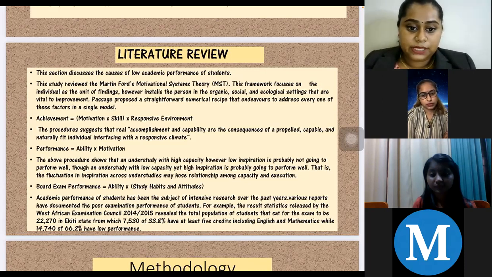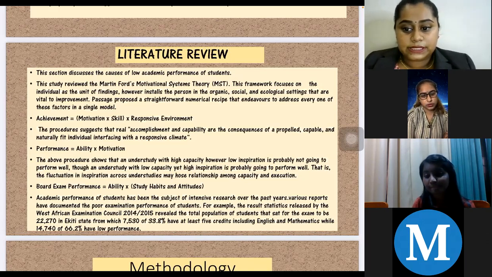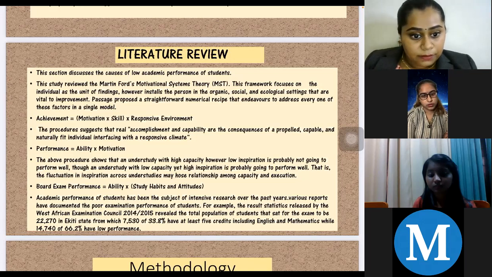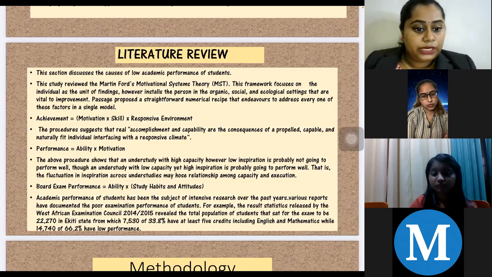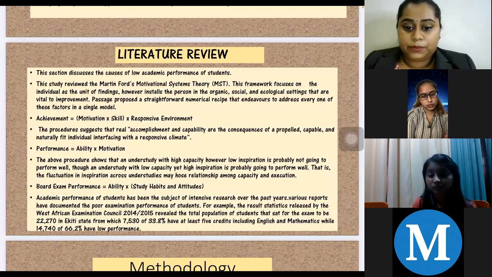Next is board exam performance equals ability times study habits and attitude. Academic performance of students has been the subject of intensive research over the past years. Various reporters have documented the poor examination performance of students. For example, the result statistics released by the West African Examination Council 2014-2015 revealed the total population of students that sat for the exam to be 22,270 in Akinti state, of which 7,530, or 33.8%, have at least 5 credits including English and mathematics, while 40,740, or 66.2%, have low performance.